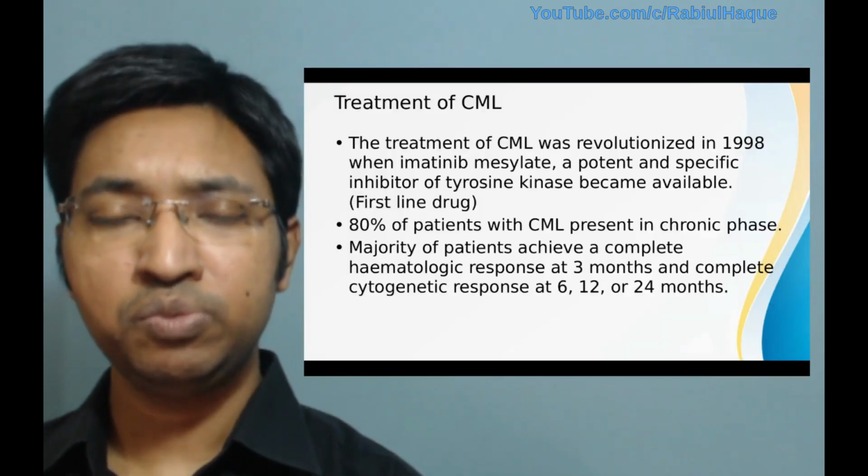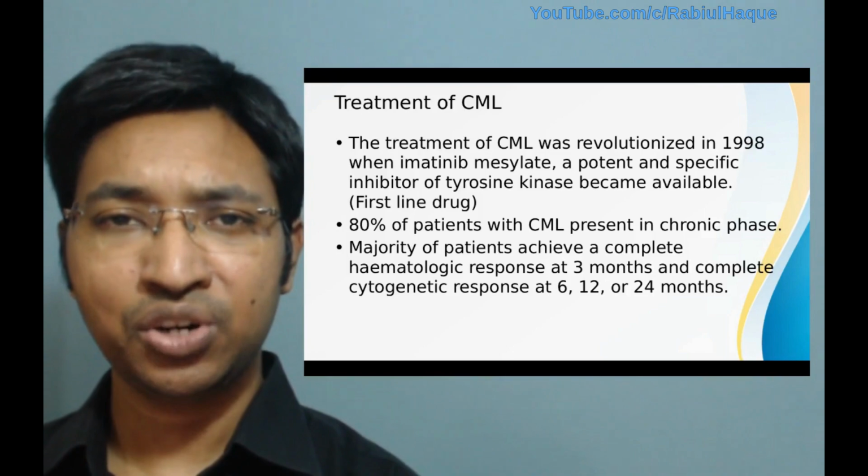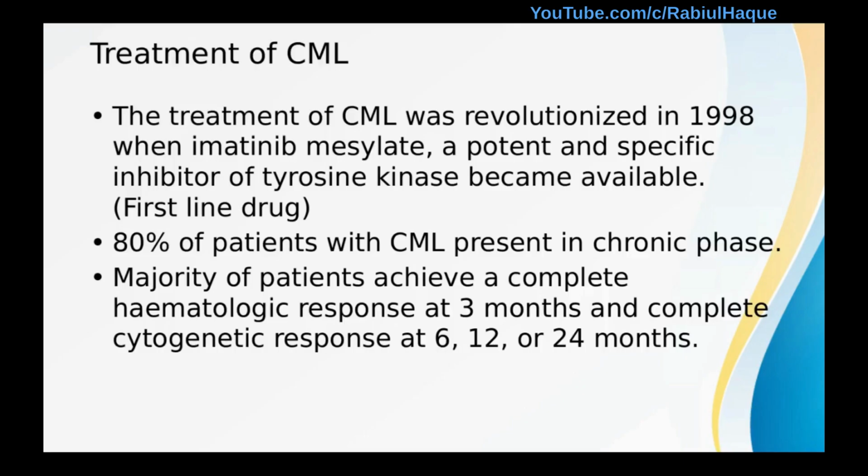The last topic that we will talk about is regarding the treatment of chronic myeloid leukemia. The treatment of chronic myeloid leukemia was revolutionized in 1998 when imatinib mesylate, a potent and specific inhibitor of tyrosine kinase, became available. So this is the first-line drug. 80% of the patients with chronic myeloid leukemia usually present in chronic phase, and majority of the patients achieve a complete hematologic response at 3 months and complete cytogenetic response at 6, 12, or 24 months.